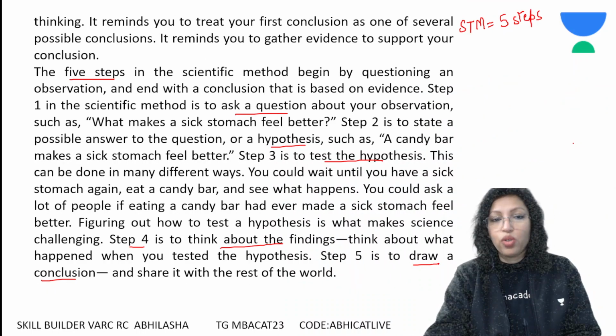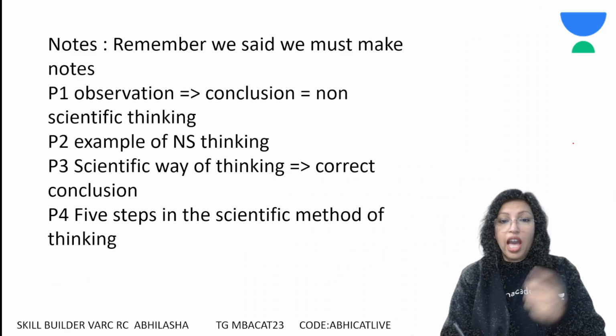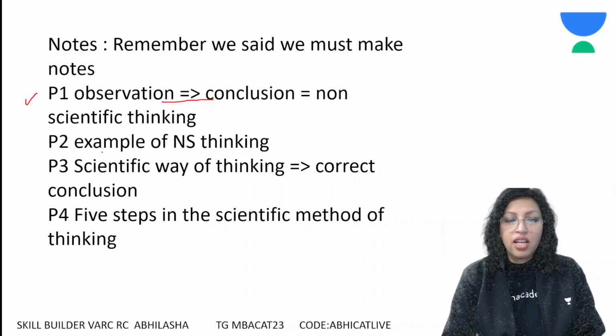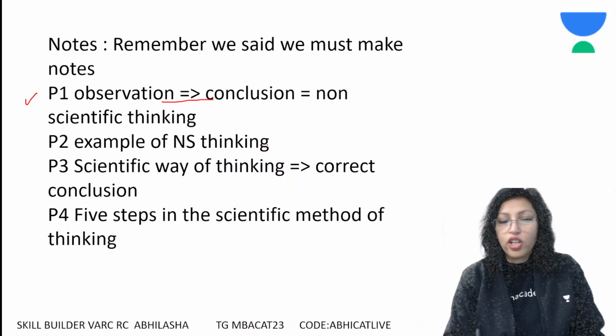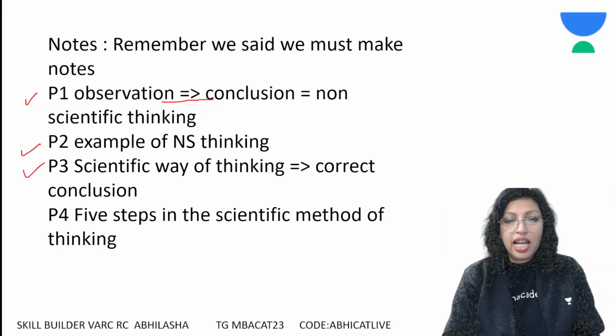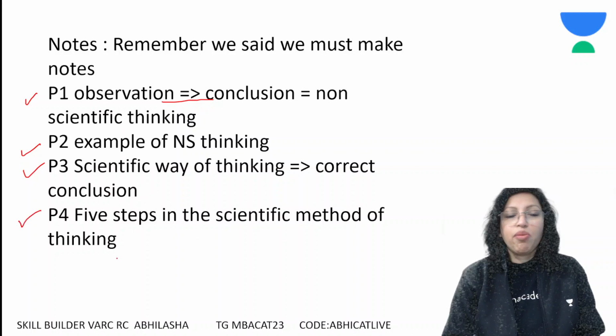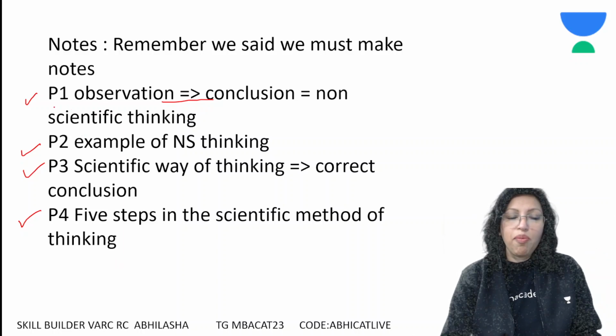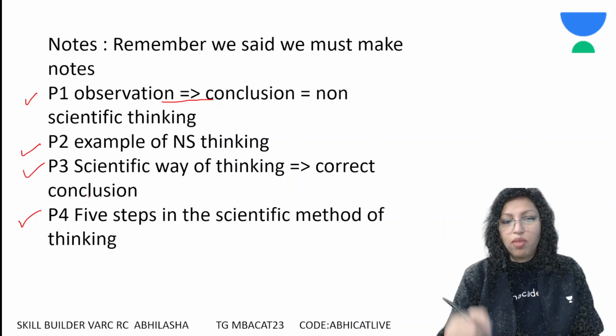I hope you've understood this. Now, we have made notes. Take a look. I have made the notes for you. So observation to conclusion is non-scientific thinking. 2, examples of non-scientific thinking and that it happens all the time. 3, that the scientific way of thinking will lead you to the correct conclusion. And 4, the 5 steps in the scientific method of thinking. So this is the step by step of whatever the paragraphs are talking about. So we have made our notes very, very beautifully.